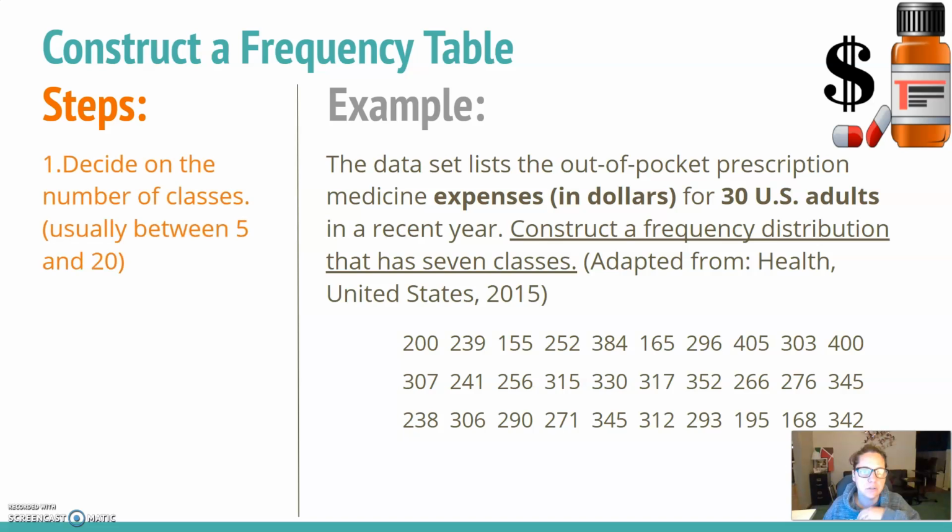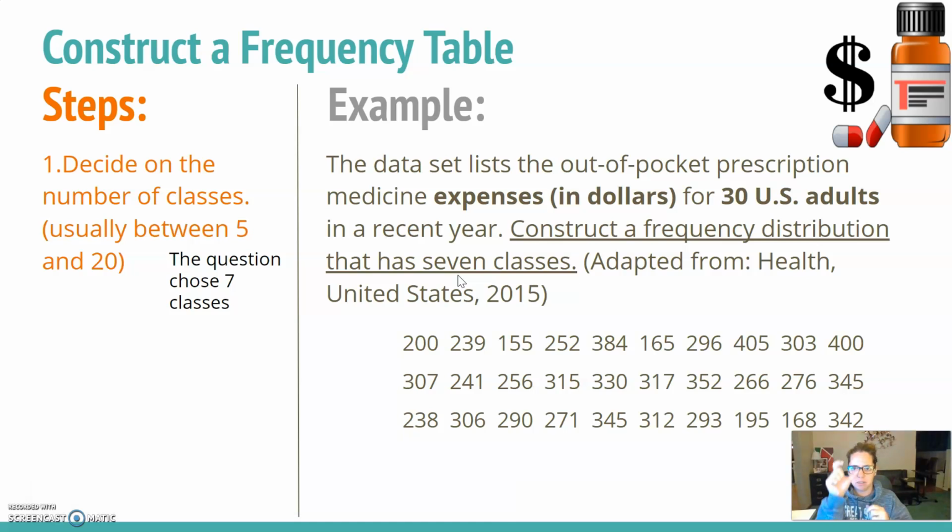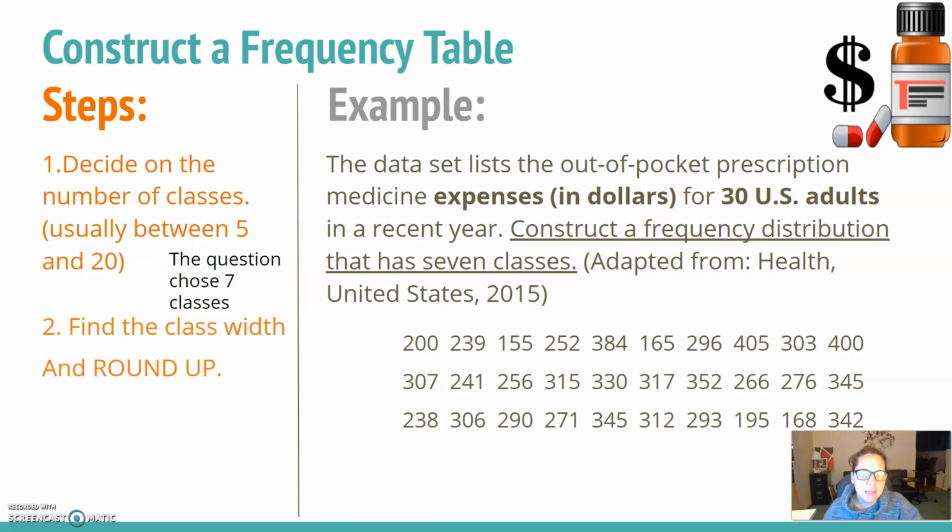So the first thing we need to do is decide on how many classes we want anytime you're making a frequency table. But in this case, they told us how many they wanted us to do. They told us they wanted us to do 7 classes. So we're going to split this information up into 7 groups. And the next thing you need to do is find the class width and round it up.